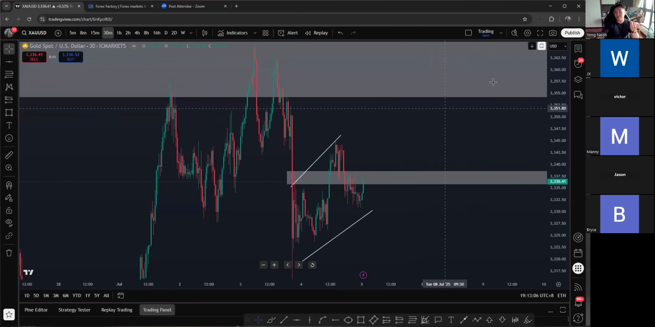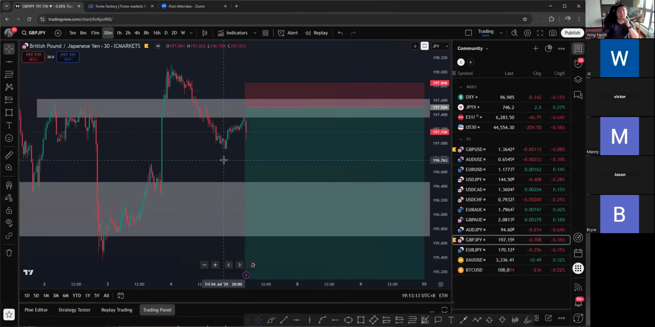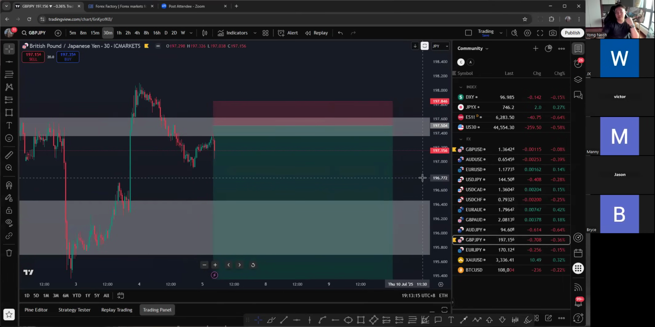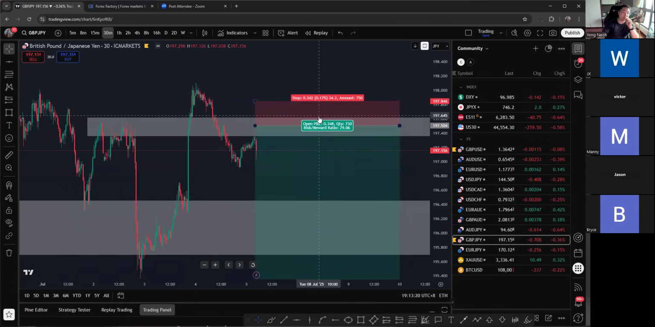I'm still thinking if I want to trade gold, honestly. I'm leaning more towards GJ. To be frank, if price goes back to 197.50, it would be at least 50 lot short minimum.